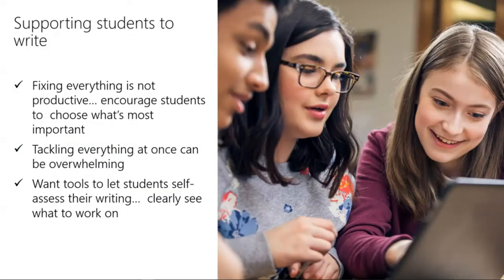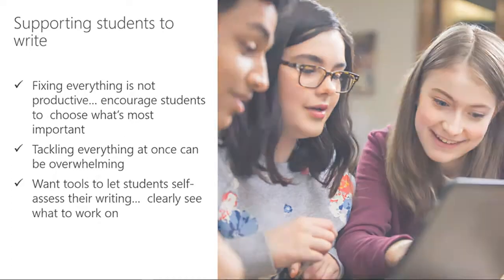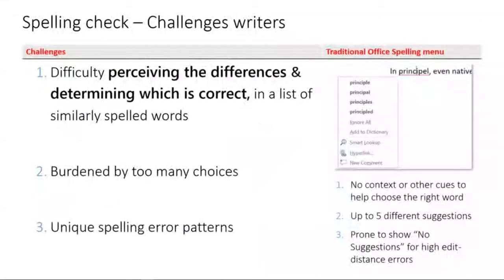Okay, so when we're supporting students to write, it's important that, and you know this as teachers, right? Fixing everything is not productive, but we want to encourage students to choose what's most important. Tackling everything at once, though, for them can be overwhelming. So we want tools that are going to let students self-assess their writing and clearly see what to work on. Now, you know this tool here, good old spell check.